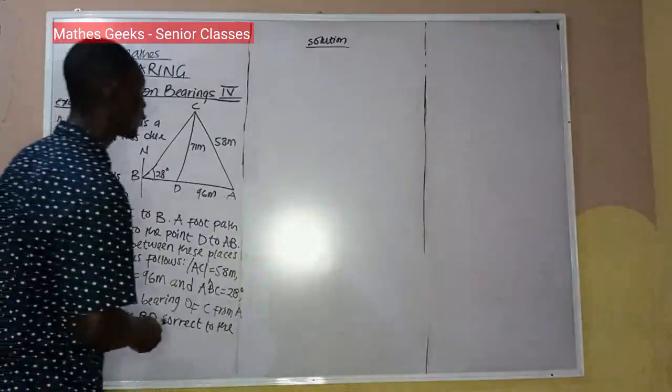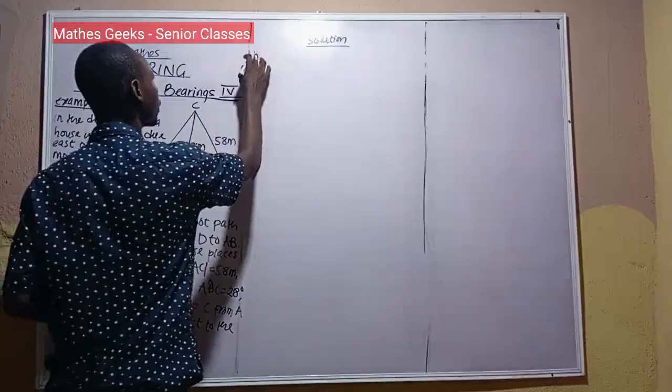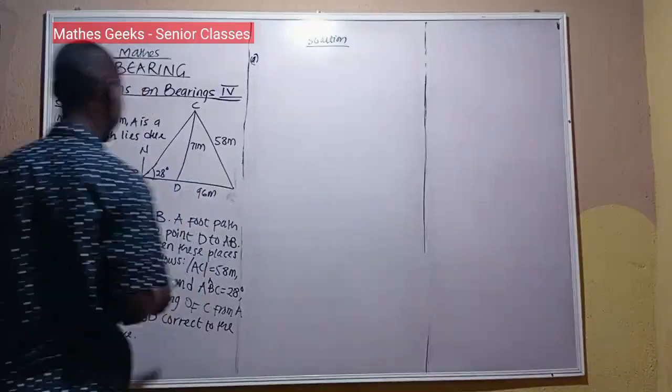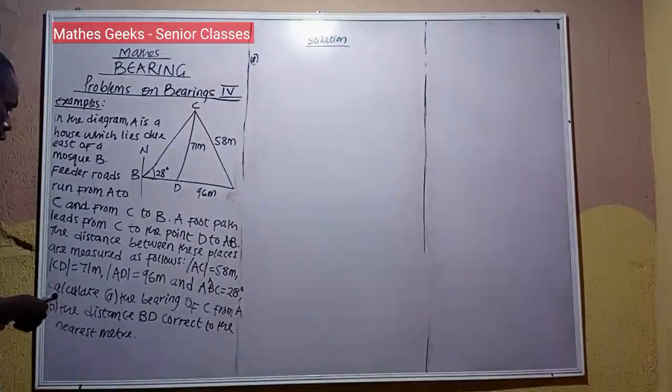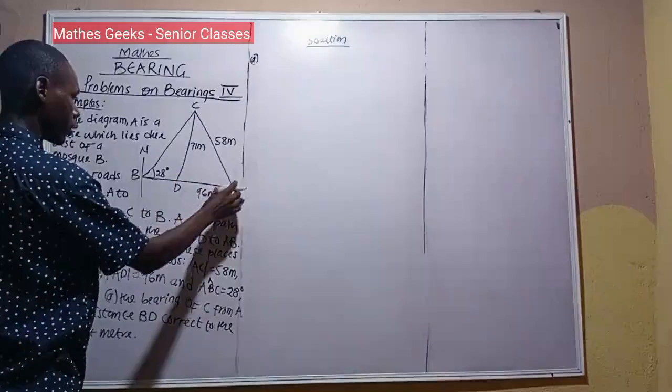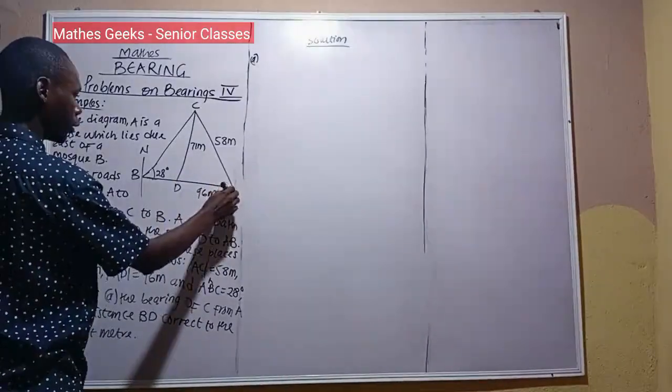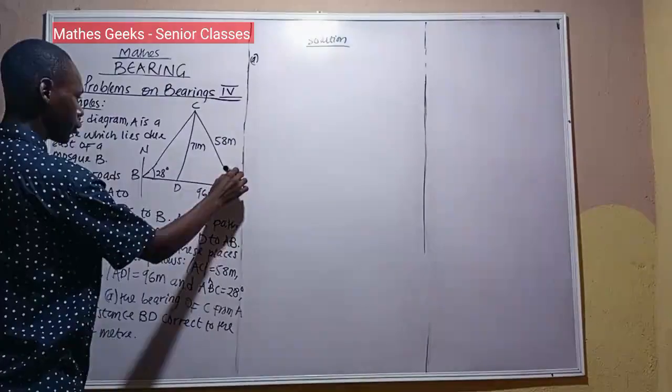So what we're going to do, solution A says we should find the bearing of C from A. So which means from the north point, these are points A, from the north.